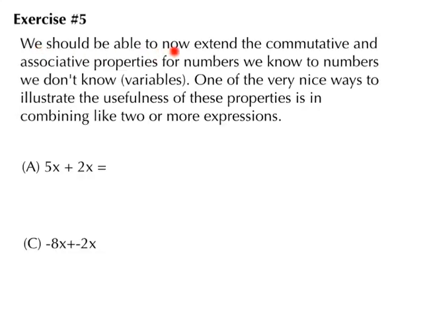We should be able to now extend the commutative and associative properties for numbers we know to numbers we don't know, which are my variables. One of the very nice ways to illustrate the usefulness of these properties is in combining like terms of two or more expressions. So these are both expressions. Here's one expression, second expression here. So 5x plus 2x is going to give me 7x. Negative 8x, we're jumping down to example C, negative 8x plus negative 2x is going to give me a negative 10x.